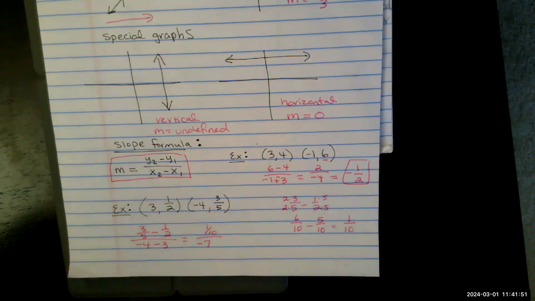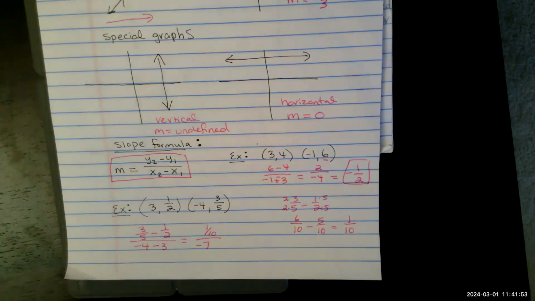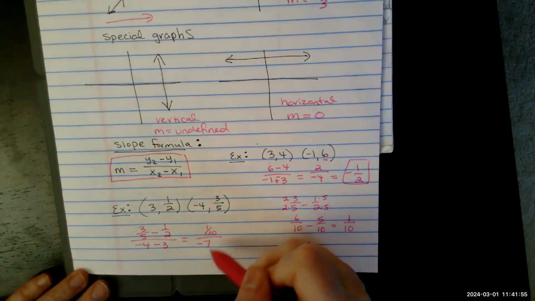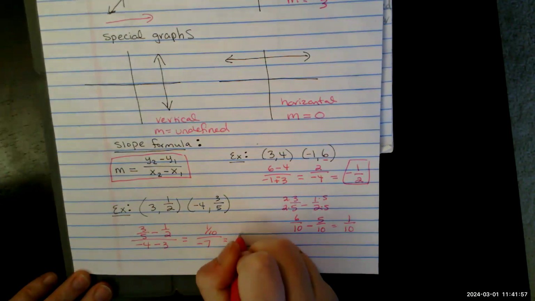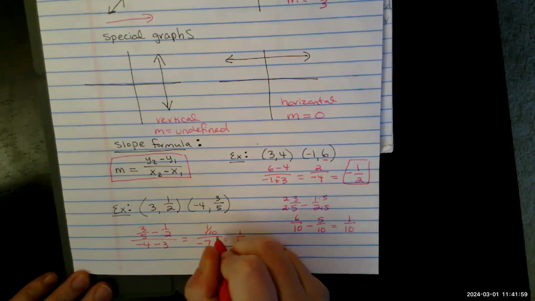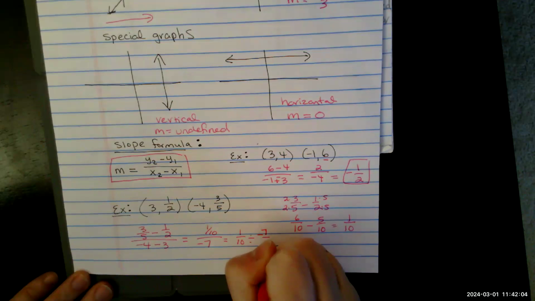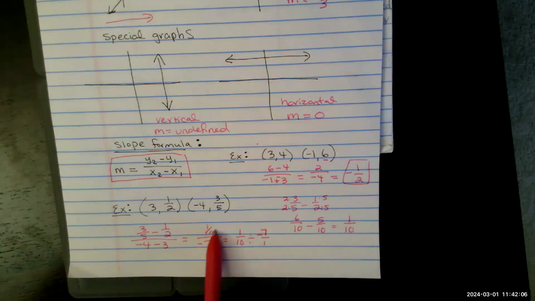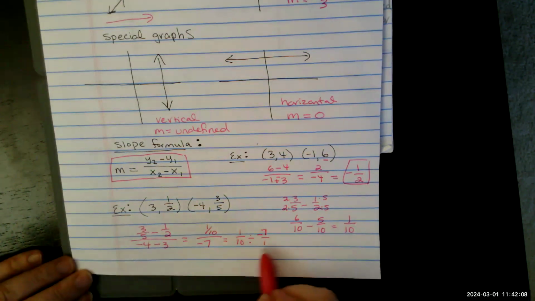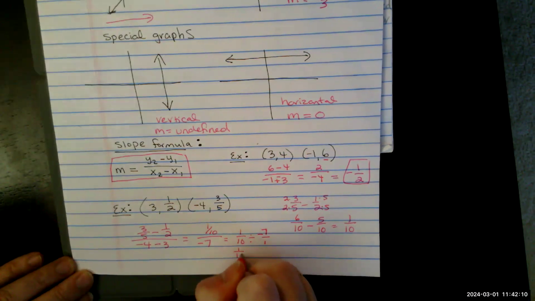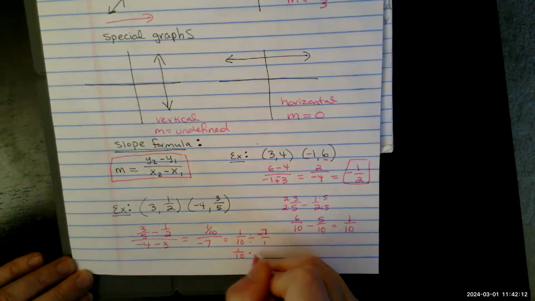So I get 1/10 on top and -7 on the bottom. But again, that looks weird. So what is that really? It's really the top number divided by the bottom number, right? That's what this means. This is being divided by this. And with fractions, that really means you're going to multiply by the reciprocal.